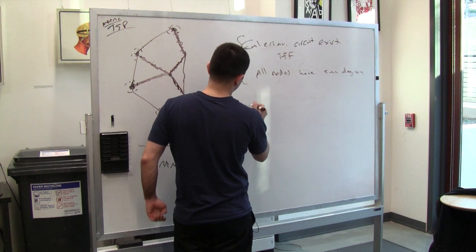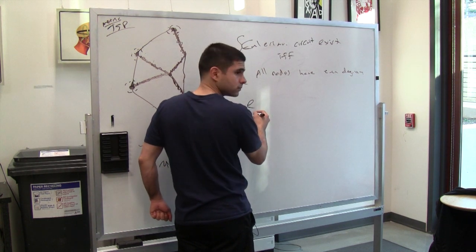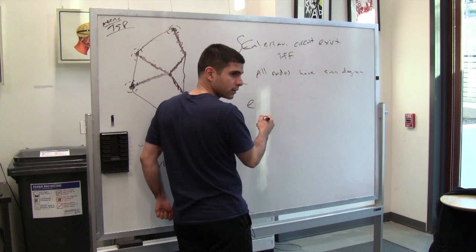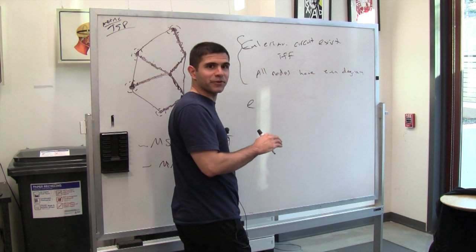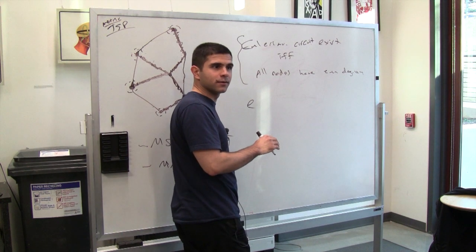So let's say there are E, because each edge counts twice. Yes. Okay. Is anyone unclear about this? I'm deciding whether to go over it.